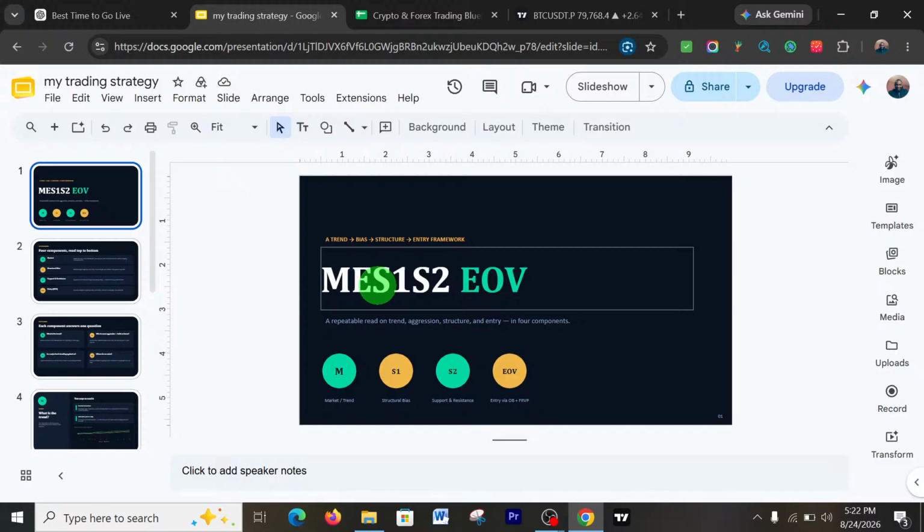Then the next day, the structural bias and how it works, and then support and resistance, how it works. A lot of people don't understand that. And then the entry model, AOV. So this is a repeatable read on trend, check who is excited, check the structure, entry in all four components. The M for the strategy is market plus trend. The X1 is structural bias, which is derived off of the MACD histogram.